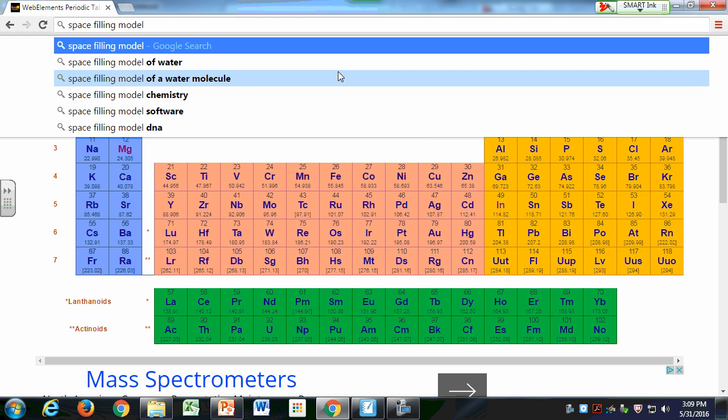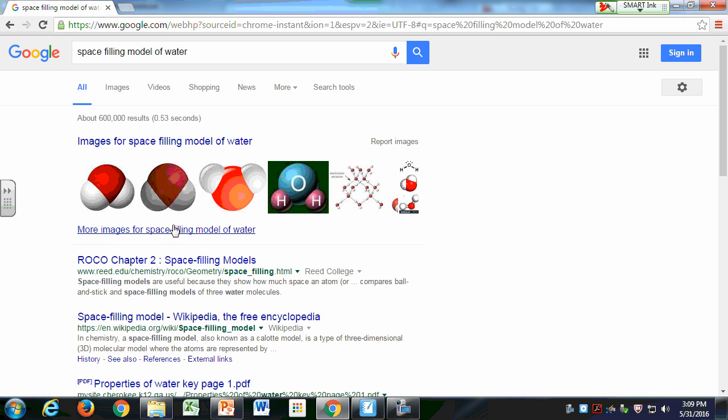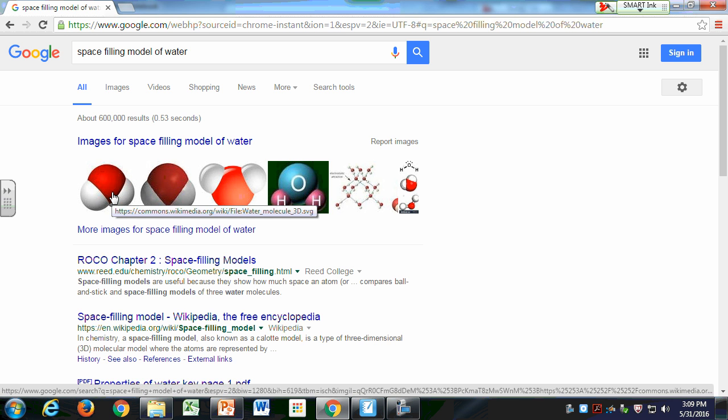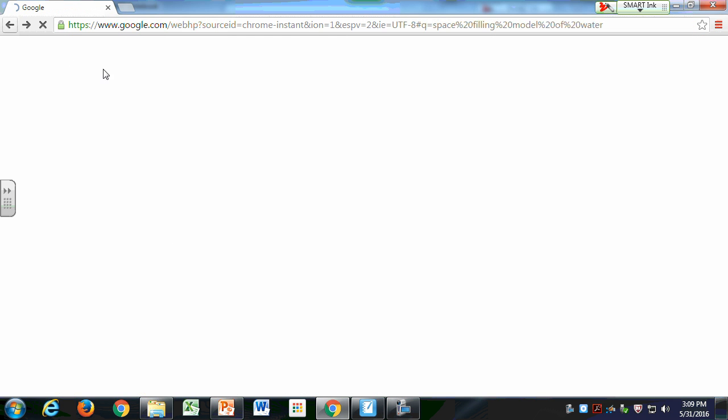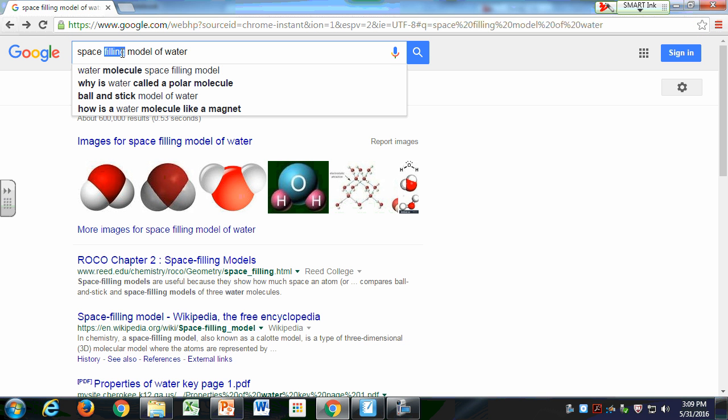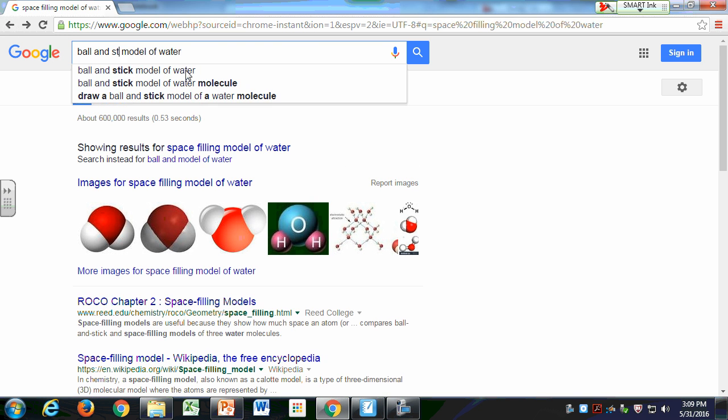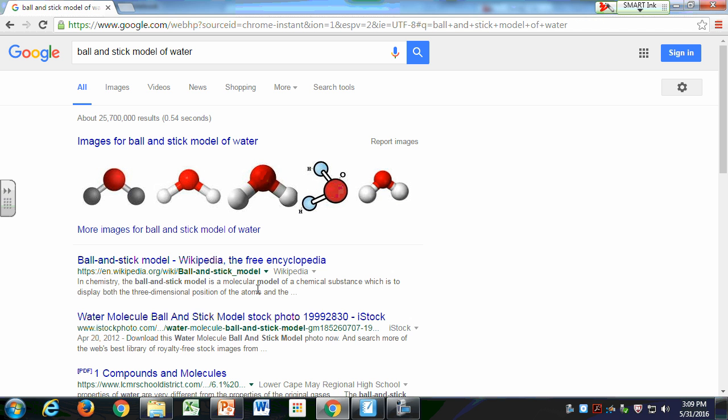Let's say you want a water molecule. Here's a space filling model of a water molecule. So this is called a space filling model of a water molecule. Now, if you're interested in a ball and stick model, here it shows you hydrogen, hydrogen, oxygen, and there's a stick between the atoms that are bonded together. That would be a ball and stick model for molecules.